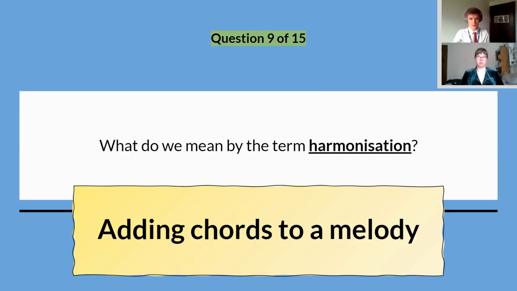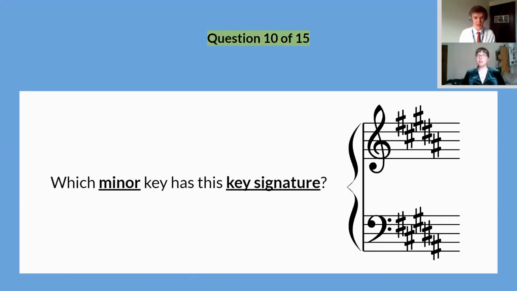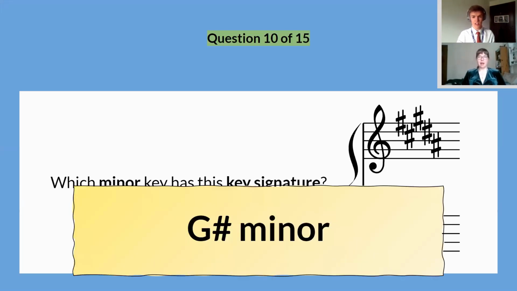So important. Question number 10, which minor key has this key signature? Well, it is a B major key signature, so the relative minor is G sharp minor.